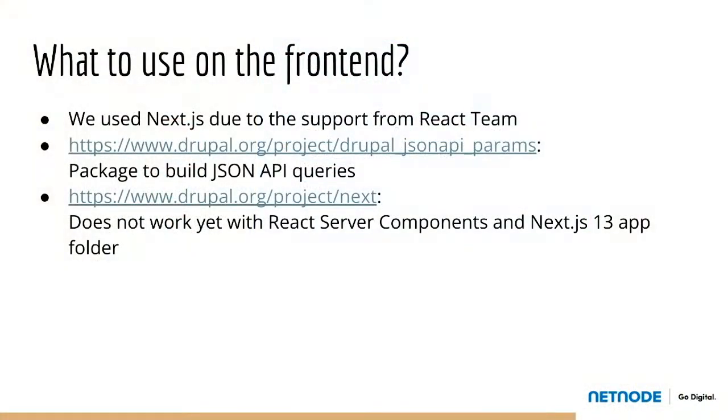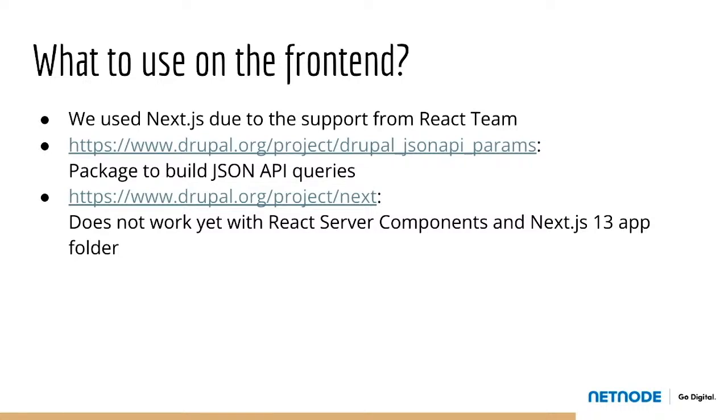And what to use on the front end? We decided on Next.js. And for building JSON API requests on the front end, there's actually a really cool module from the Drupal community, which is the Drupal JSON API Params module. You can basically build queries for the JSON API using this module. So if you want to apply some filters to your query, or if you want to get some specific fields from an entity, it's a really handy abstraction to do this.